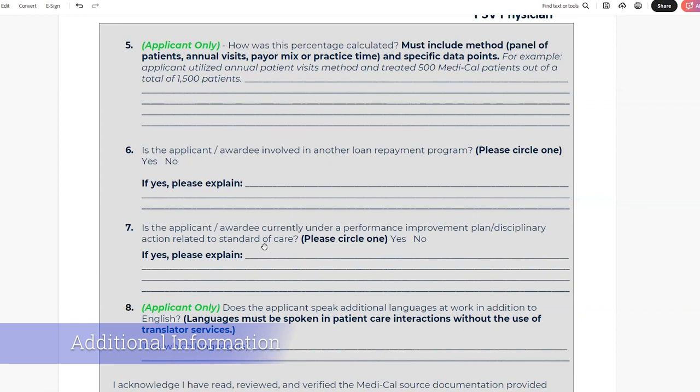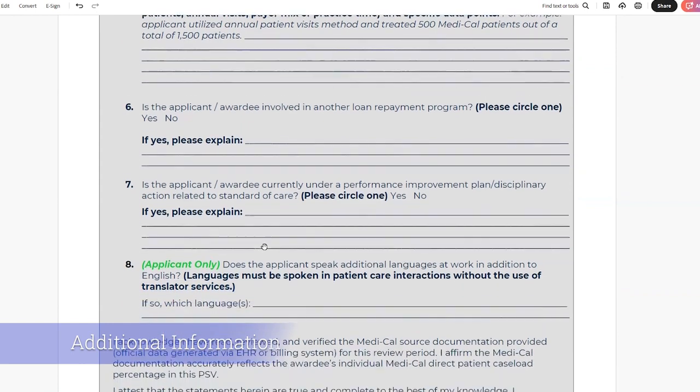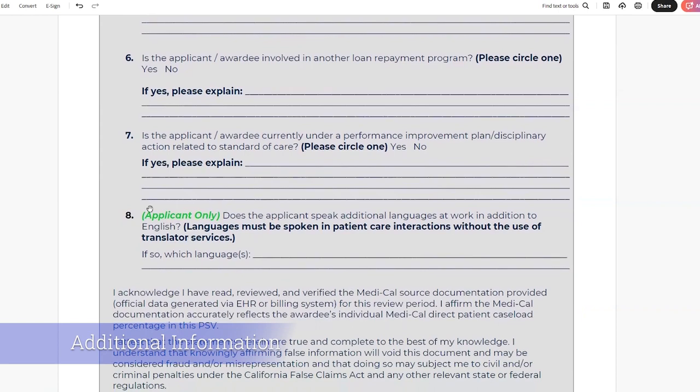Number 7 asks if the applicant or awardee is currently under a performance improvement plan. If the response is yes, more detailed information is needed. Number 8, the language question, is for applicants only. If you utilize other languages at work in addition to English in patient care interactions without the use of translator services, the specific languages should be listed here.